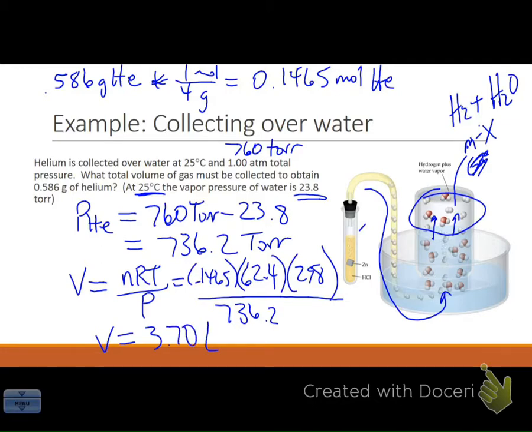So again, nothing too earth-shattering here. We just had to understand that this is a mixture because of the way it's being collected. We calculate using Dalton's law to get that water out of there, and then we're back to our very familiar PV = nRT.